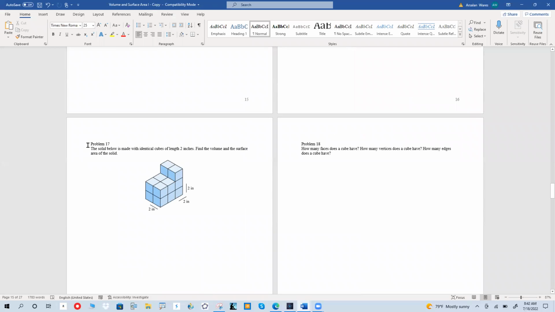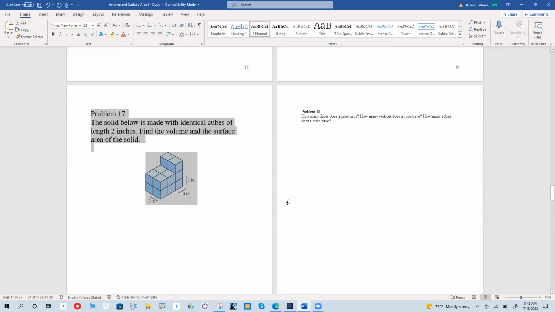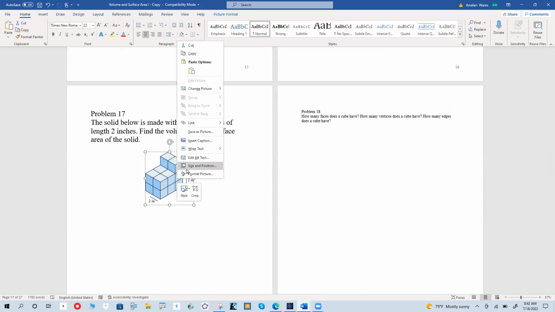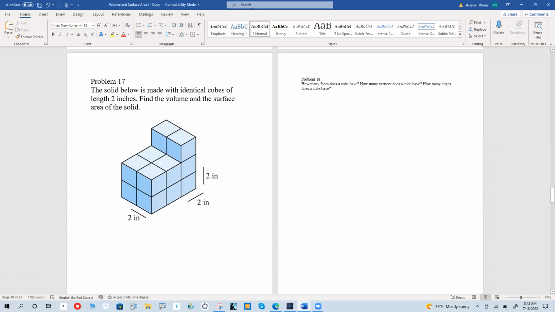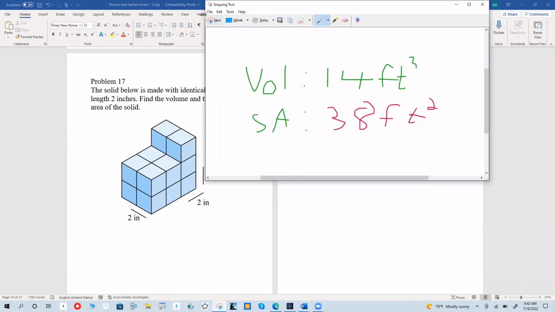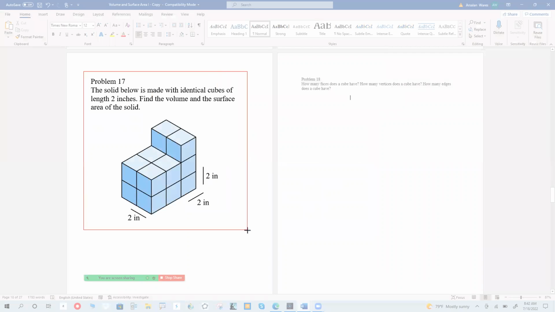Now, why is number 17 so connected to number 16? Why is 17 very similar to number 16? Well, the picture is identical. We're going to soon see it. The picture is identical, except the cubes are not unit cubes. What are they? They are 2 by 2 by 2 cubes.